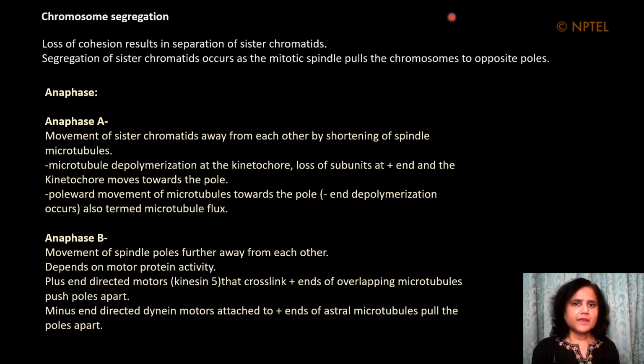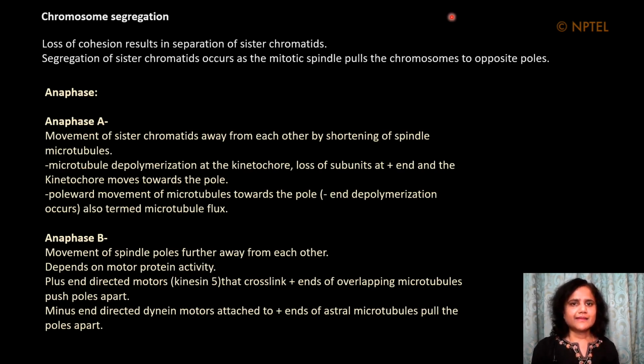In anaphase B, there is movement of the spindle poles further away from each other, and this depends on the motor protein activity. The plus end directed motors such as kinesin 5 that cross-link the plus ends of overlapping microtubules push the poles apart. So their plus end directed activity is such at these overlapping microtubules that the net result is an outward force which is pushing the spindle poles away from each other.